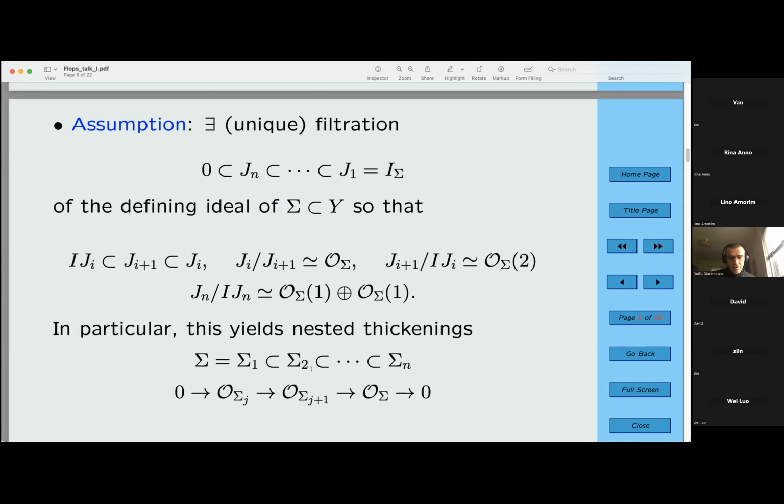Can you comment a little bit on these strange conditions? Yeah, I should have said more about this. Miles Reid defined the width of a contractible (0, -2) curve to be the maximum length of such a chain. So the maximum possible length of such a chain, and there is a way of converting that definition into a filtration of the defining ideal of sigma.